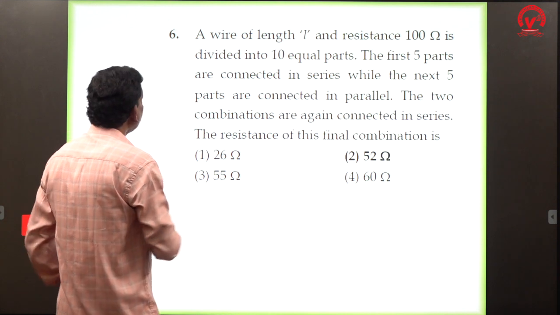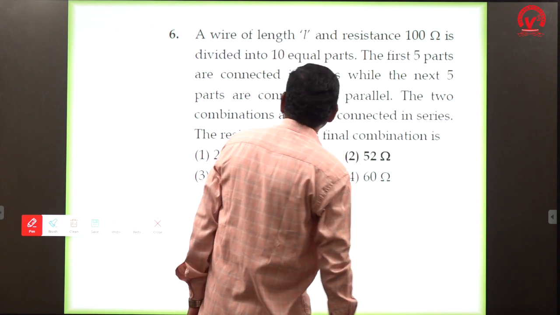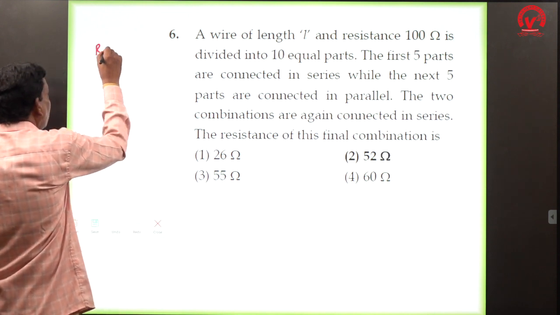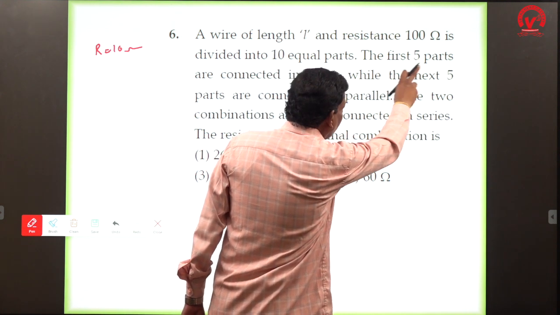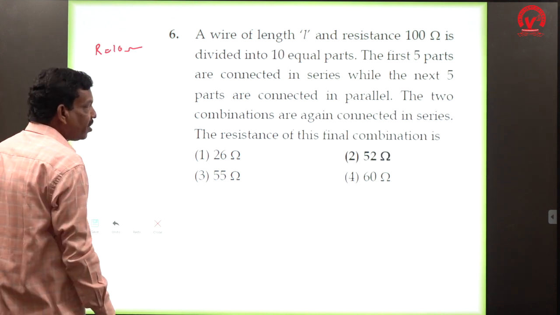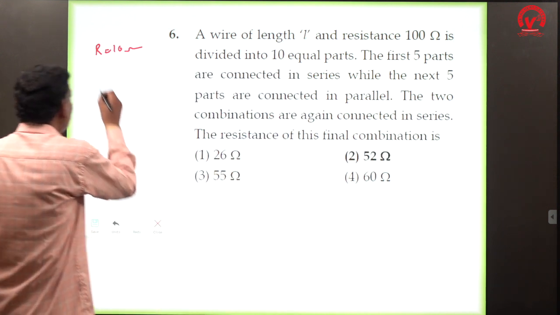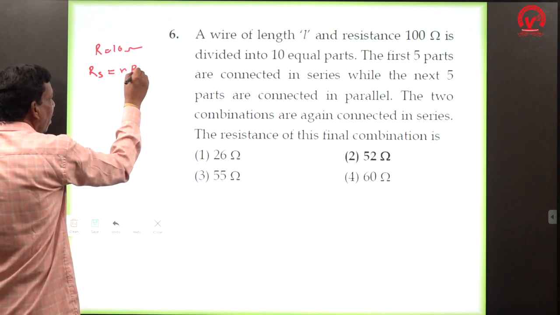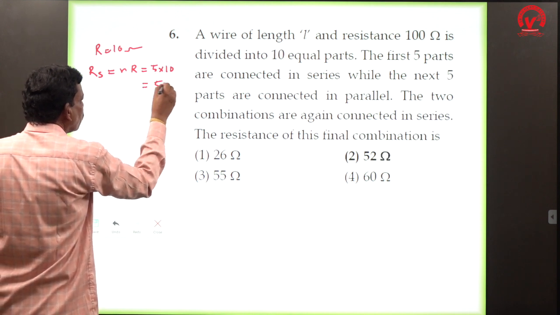Question number 6. A wire of length L and resistance 100 ohm is divided into 10 equal parts. That means each resistance is how much? R is equal to 10 ohms, 100 by 10. The first 5 parts are connected in series, while the next 5 parts are in parallel. First, Rs is equal to, what is the formula? nR, that equals 5 into 10, that equals 50 ohms.